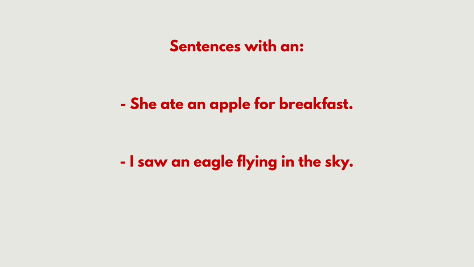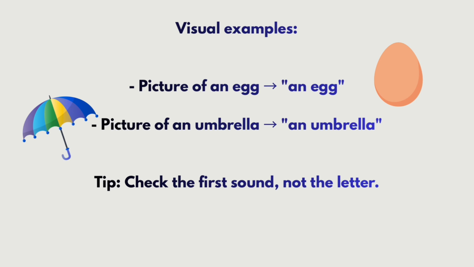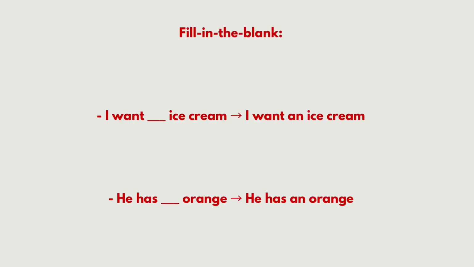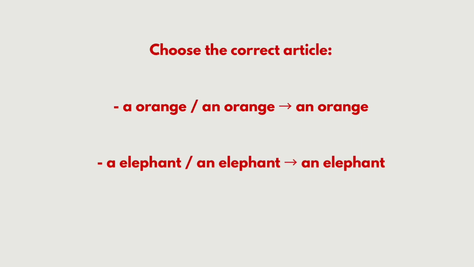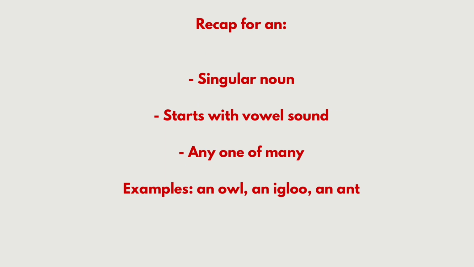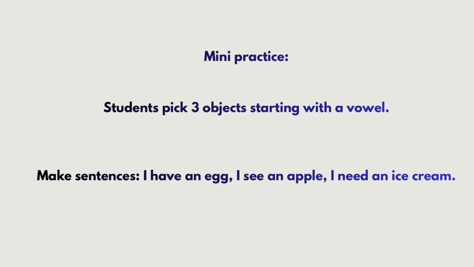We have some visuals here to better understand. Picture of an egg. Picture of an umbrella. Because we need to check the first sound, not the letter. Here is a practice session in the form of fill in the blanks and choose the correct article. We already taught you about an: used with a singular noun that starts with a vowel sound, any one of many. These are all the memorizing tips you can use while using an. An owl, an igloo, an ant.